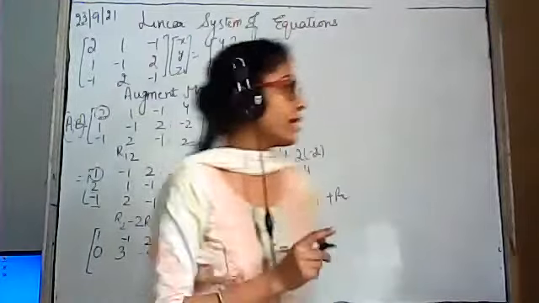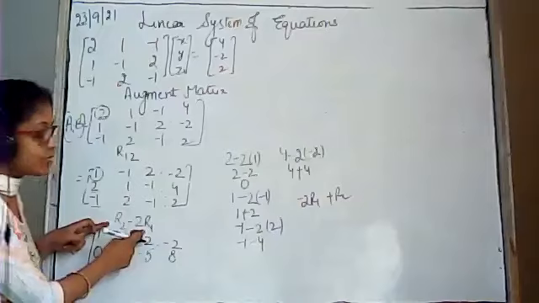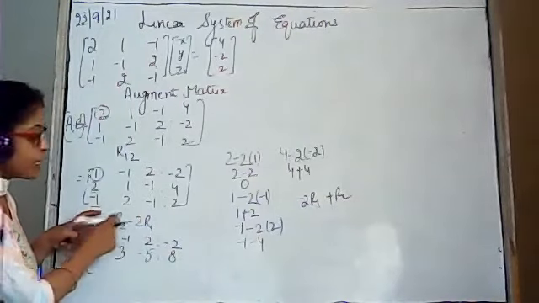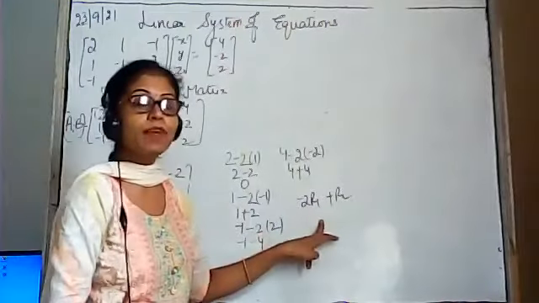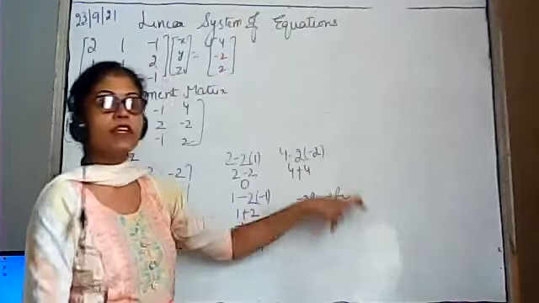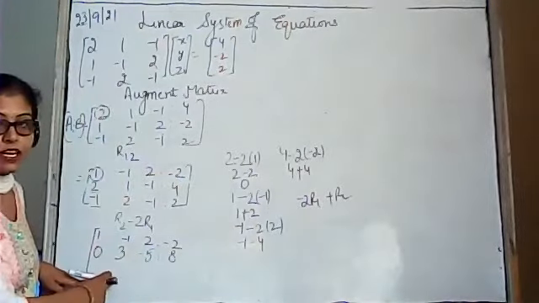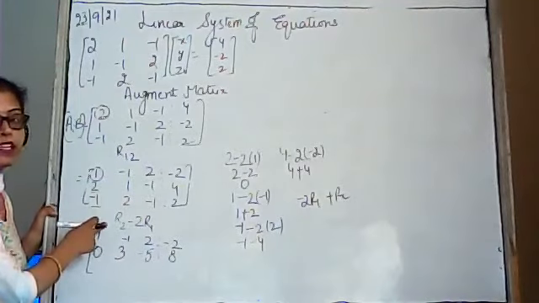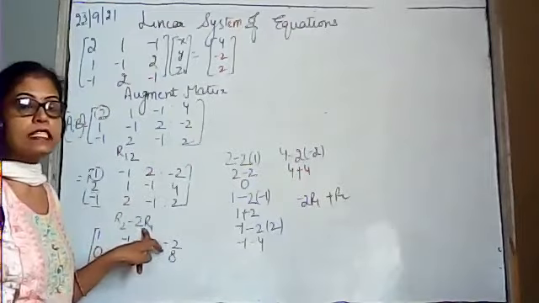Please remember this thing. If you are writing R2 minus 2 R1, it means that all the operations will be applicable on row number 2 only with respect to row number 1. But if you write this term, it means that you are going to apply all the operations in row number 1 using row number 2. So keep this in mind: write the row in the first position in which you want to apply the operation, and write the row in the second position with which you want to apply it.